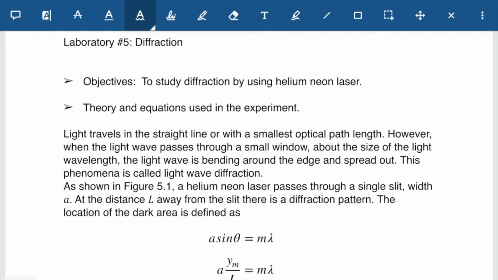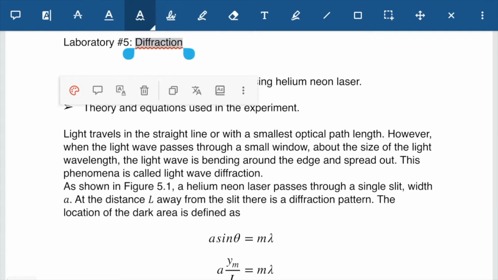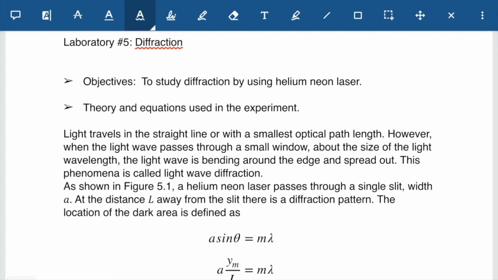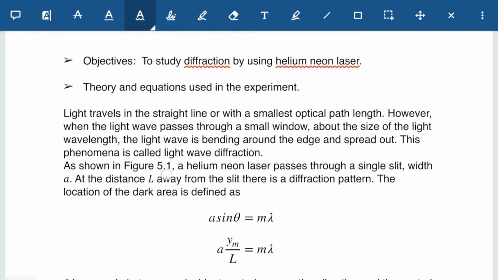Hello everyone, this is Lab number 5, diffraction, and today in this video we talk about the theory part of this lab. The objective of this lab is to study diffraction by using a helium neon laser. So in this lab the laser we use is a helium neon laser. Then we come to the theory part.